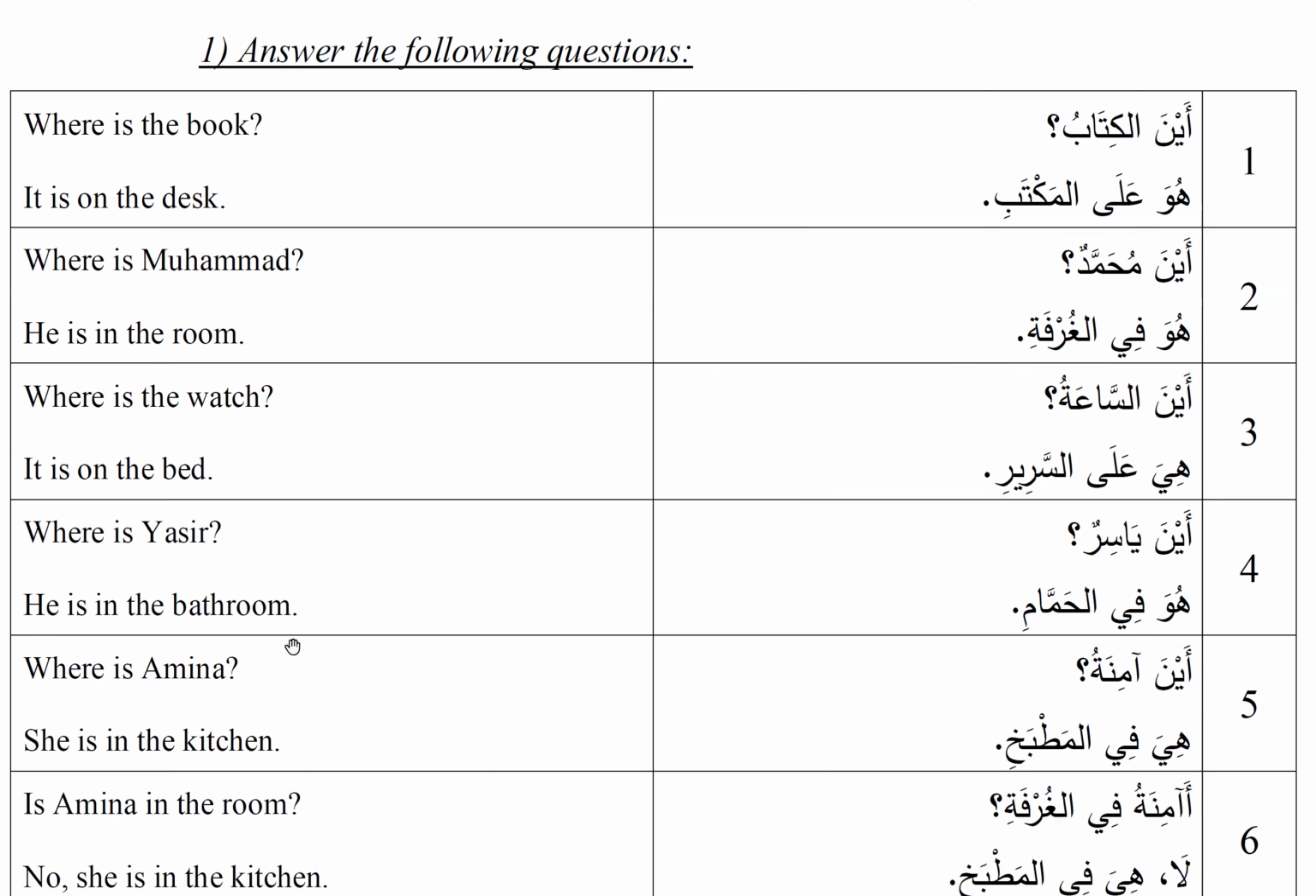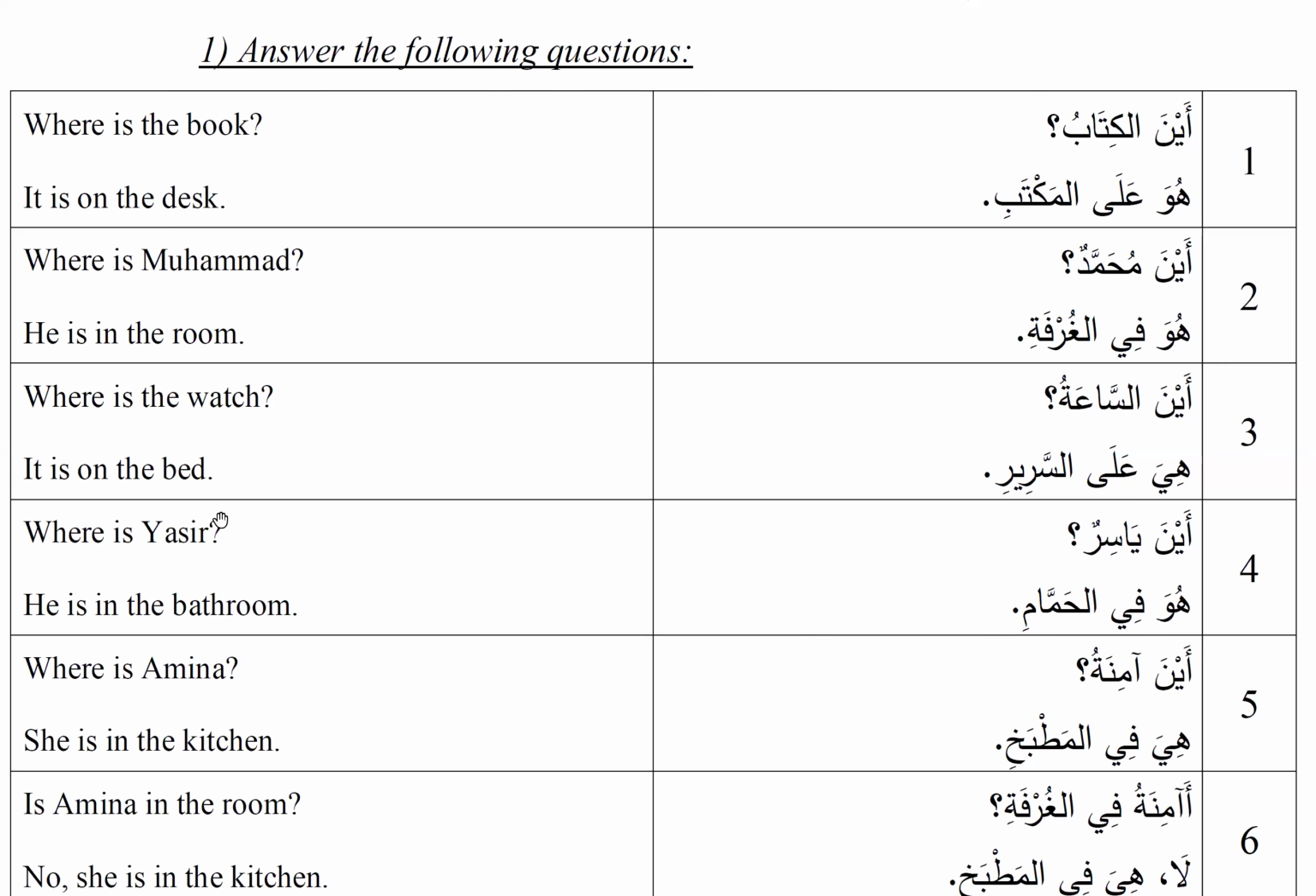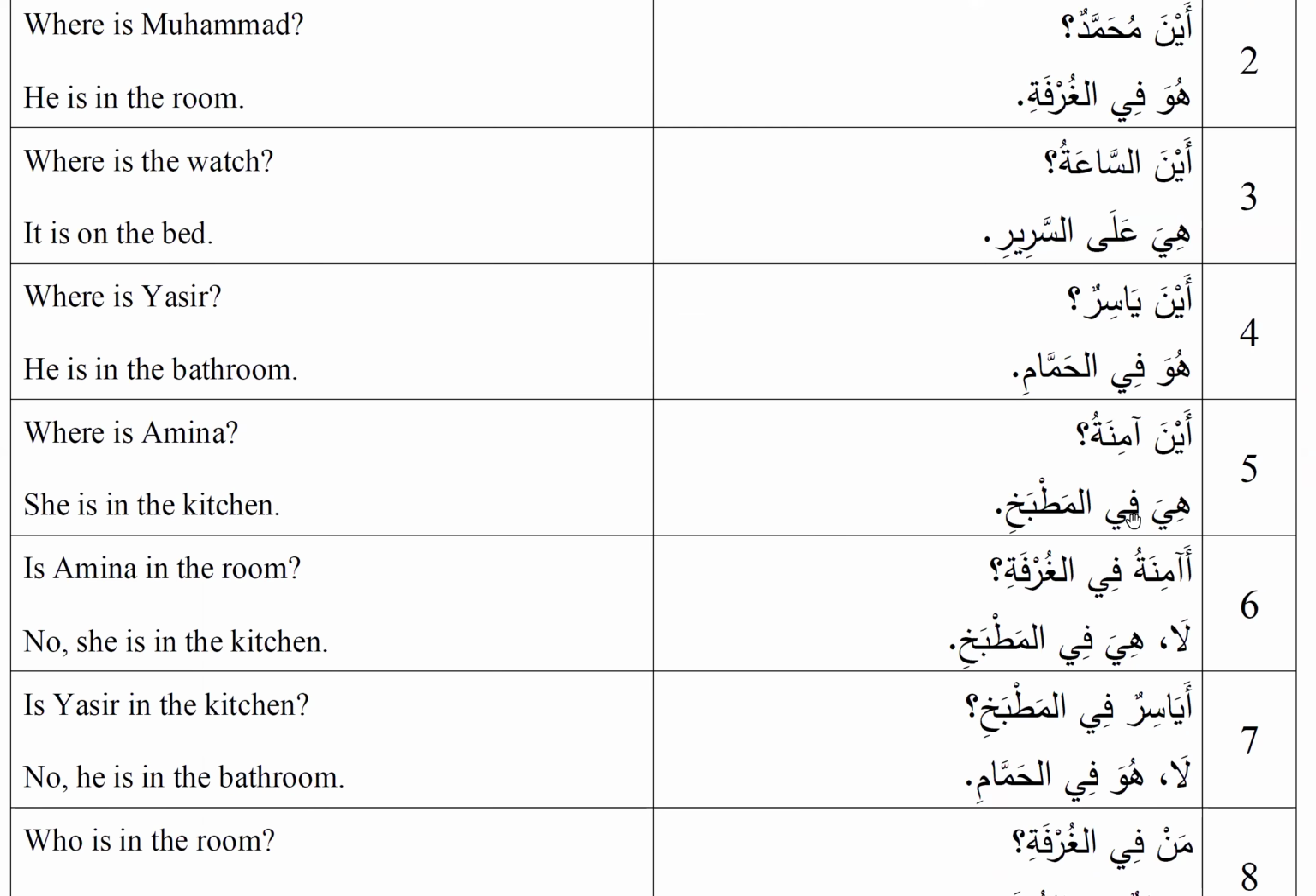Where is Yasir? Aina Yasirun? He is in the bathroom. Huwa fil hammami. He is in the bathroom. Number 5: Where is Amina? She is in the kitchen. Hiya fil matbakhi. She is in the kitchen.